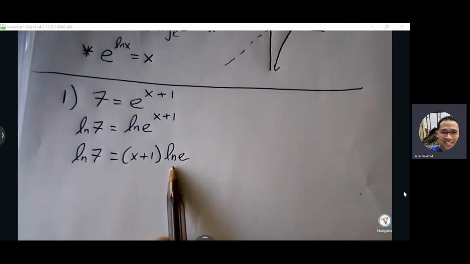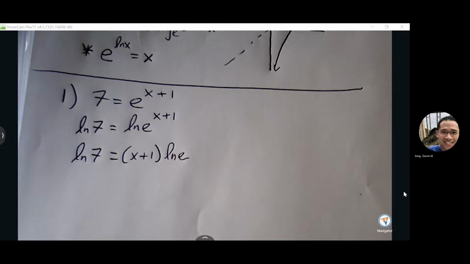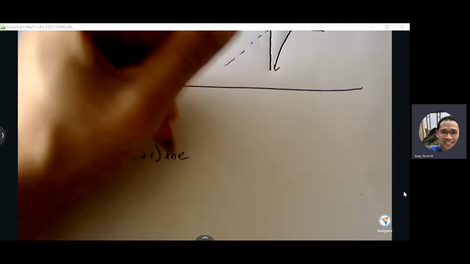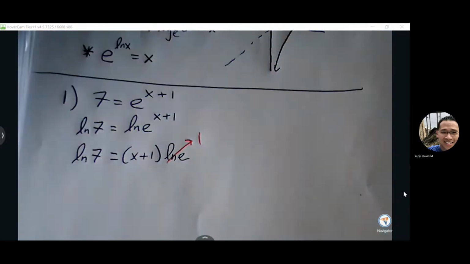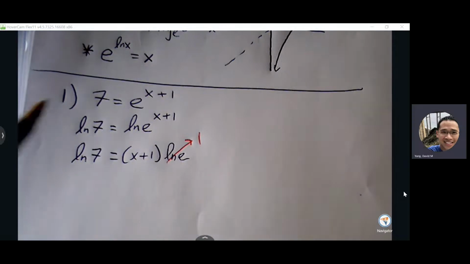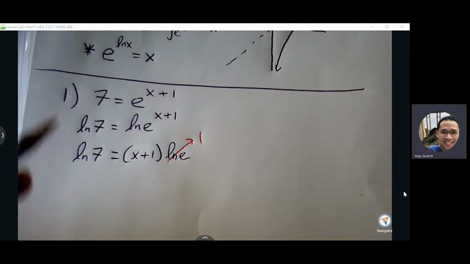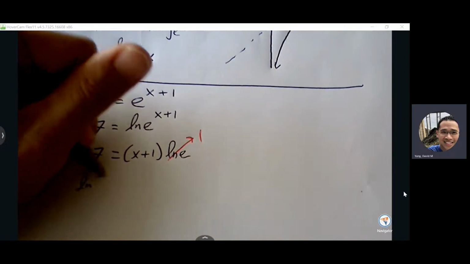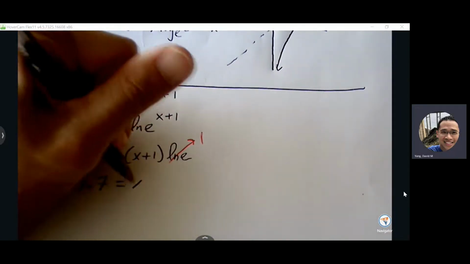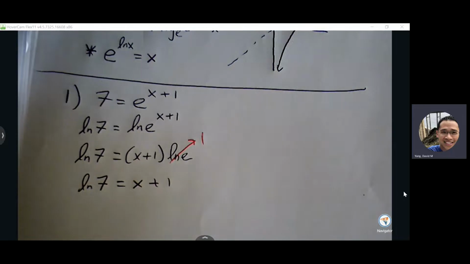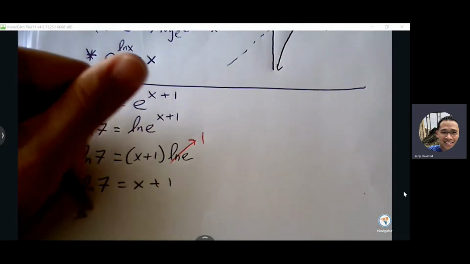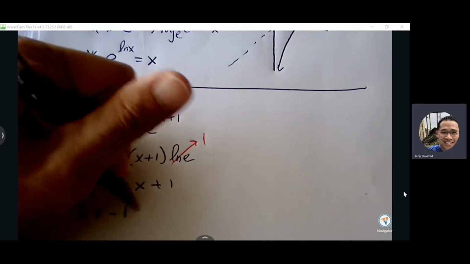Do you guys remember what natural log of e is equal to? 1, good. So 1, you could just let that disappear, because 1 times anything is just whatever that thing is. Drop the parentheses, natural log of 7 equals x plus 1. Subtract 1 from both sides, and all of a sudden I'm able to solve for x.